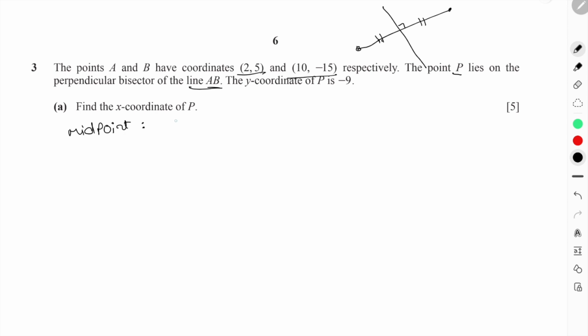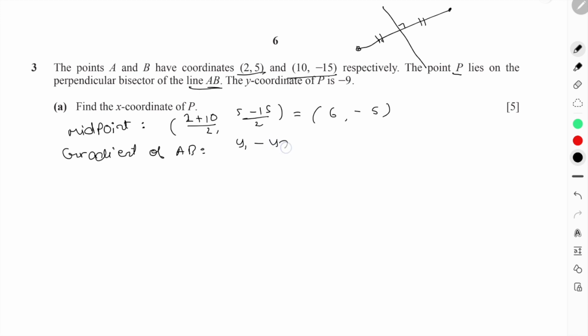And so first we have to find the midpoint of A and B. You basically add the x coordinates and divide by 2, and then you add the y coordinates and divide by 2. That's 12 divided by 2, so that's 6. And then this is minus 10 by 2, that's minus 5. So that's the midpoint. And now we have to find the gradient of AB. You do this by taking y1 minus y2 divided by x1 minus x2. And so that's 5 minus 15 over 2 minus 10, that's minus 20 divided by minus 8. So we get minus 5 by 2.